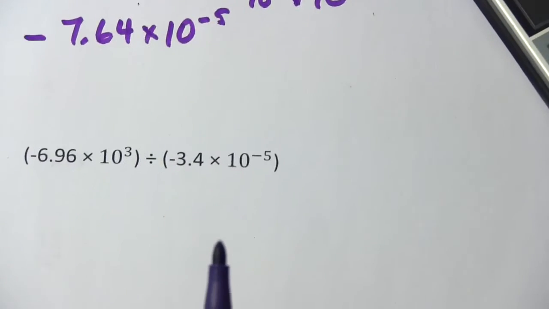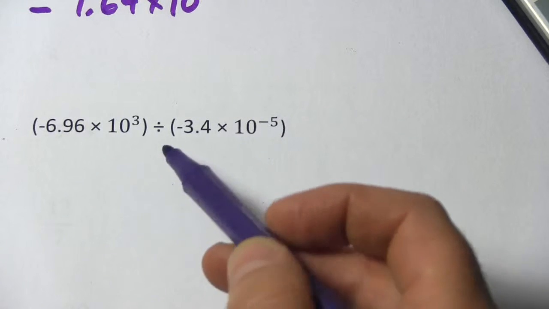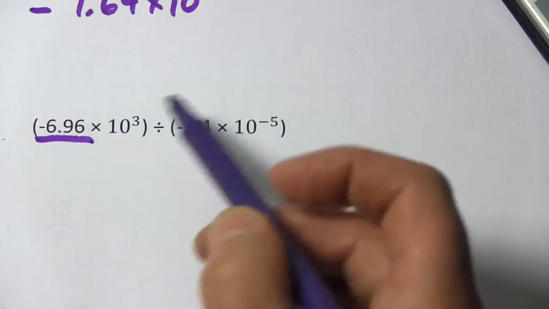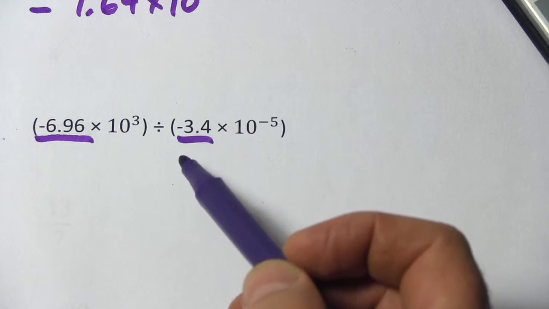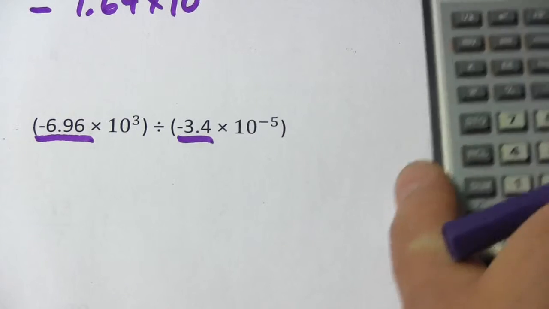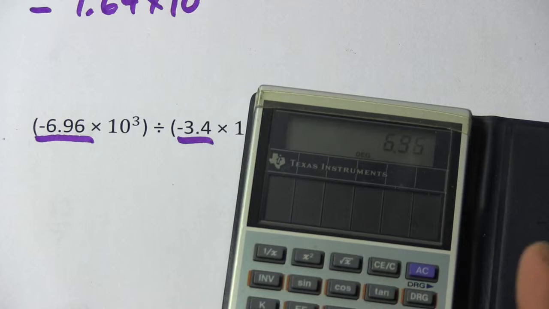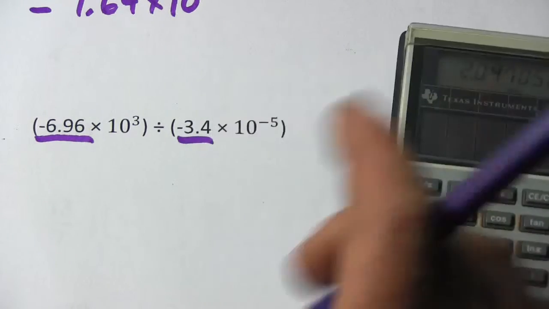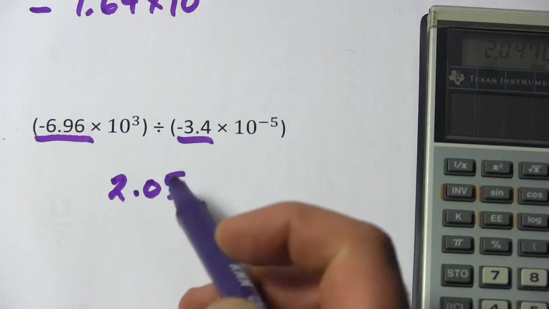Let's try a division problem. So here we have negative 6.96 times 10 to the 3rd divided by negative 3.4 times 10 to the negative 5th. Again, we'll do them in two steps. So first, the number part. I notice I've got a negative divided by a negative, so our answer is going to be positive, so that's good to keep in mind. And then I'll just use my calculator here to do the division. 6.96 divided by 3.4. And I've got 2.04, well, let's call that 2.05. And remember, this is positive because a negative divided by a negative.